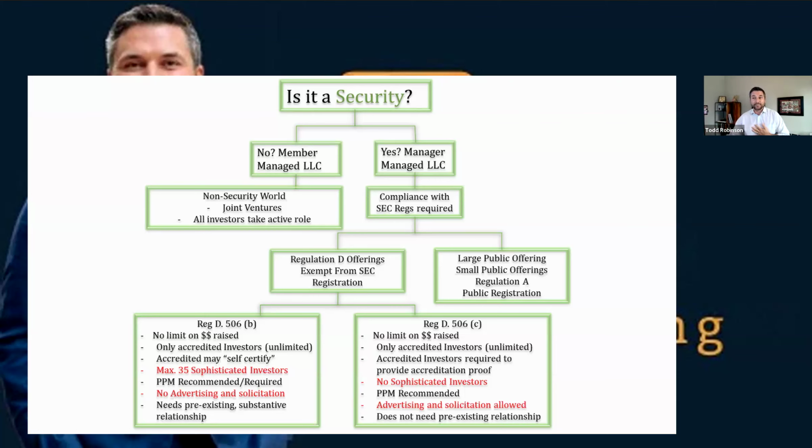So for instance, if I was doing an offering right now on a deal that potentially I was going after, I know some of my current clients and current colleagues are actually on this webinar, and I would be able to offer this offering to them, but to the ones that I don't know, I would not be able to make that offering. So unlimited accredited investors, 35 sophisticated investors, no advertising, no solicitation. You need to have a pre-existing substantive relationship.